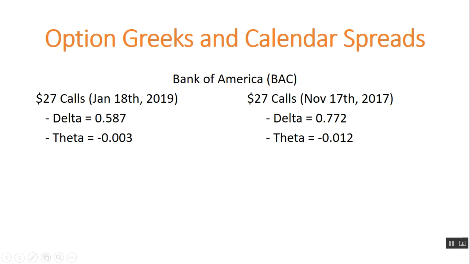So here I put it out on a nice neat slide so you don't have to try to remember that. On the left are the $27 calls that I bought, expiration January 18, 2019, delta 0.587 and theta -0.003, and on the right are the ones that I sold. It expires in 15 days, delta being 0.772, theta being -0.012.